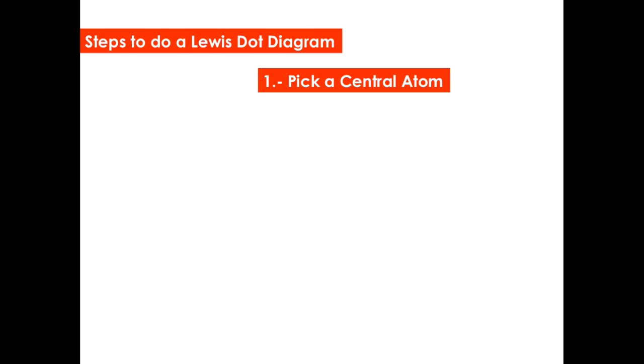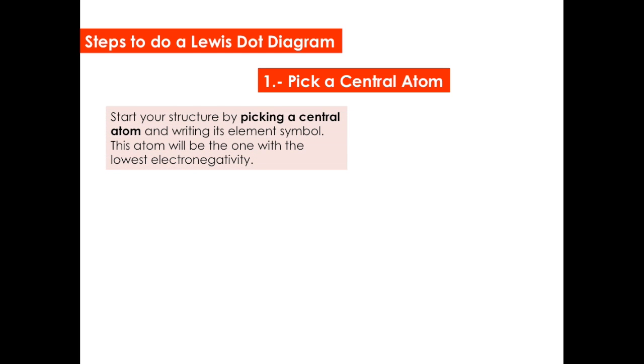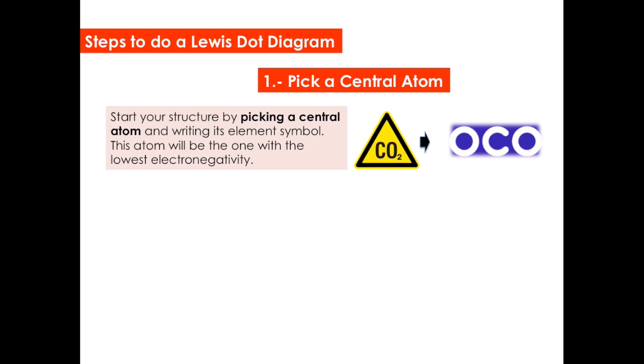The steps to do a Lewis dot diagram. First, pick a central atom. Start your structure by picking a central atom and writing its element symbol. This atom will be the one with the lowest electronegativity. In our example, carbon dioxide, if you check the periodic table, carbon is to the left of oxygen, making it less electronegative. So as a consequence, it goes in the middle.